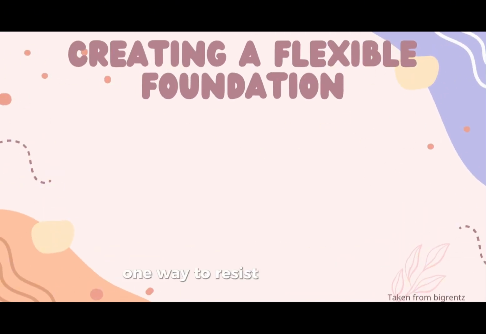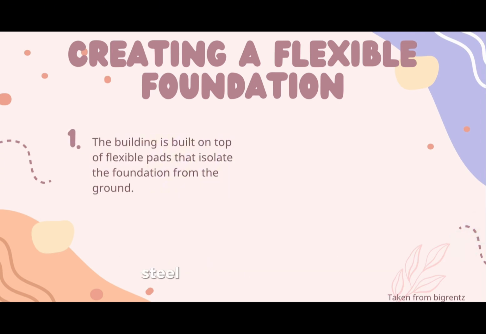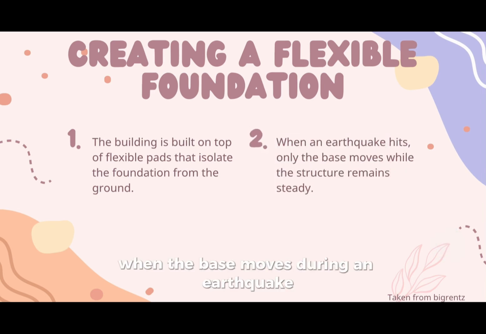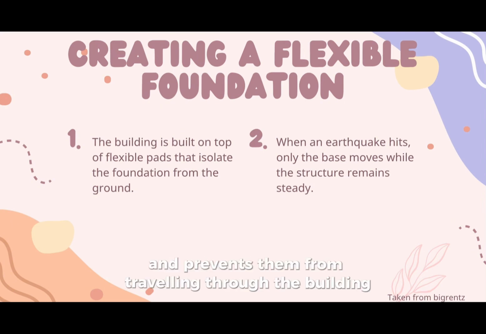One way to resist ground forces is to lift the building's foundation above the earth through a method called base isolation. Base isolation involves constructing a building on top of flexible steel, rubber, and lead pads. When the base moves during an earthquake, the isolators vibrate while the structure remains steady. This effectively helps to absorb seismic waves and prevents them from traveling through the building.